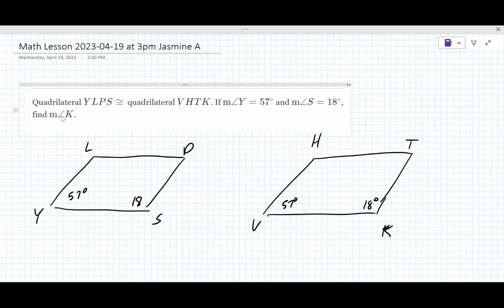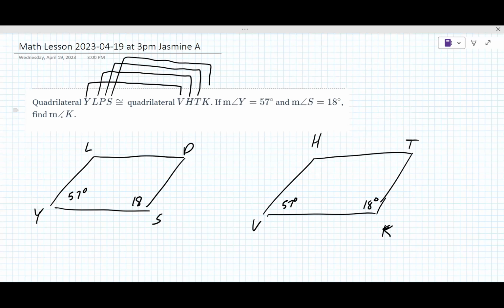It is just 18. Now, could we have done that faster? Notice that the letters line up. Y goes with V, L goes with H, P goes with T, S goes with K. So in some ways we could have found that without drawing it. That angle can be determined. It is 18 degrees.